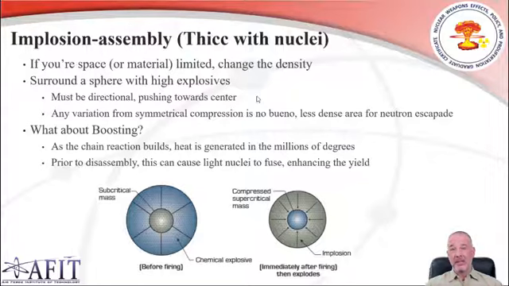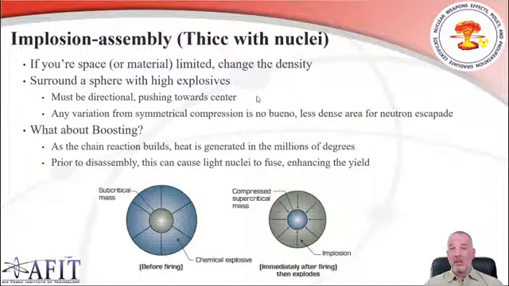Now, what about boosting? When we boost, we're basically creating fusion neutrons somewhere within our nuclear device so that those neutrons can be added to some generation of our population in order to increase our overall yield prior to disassembly. So how are we going to do that?